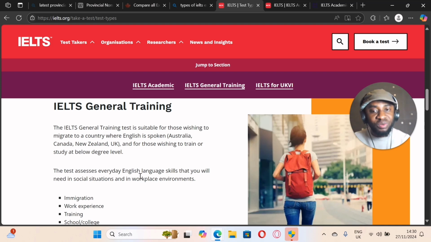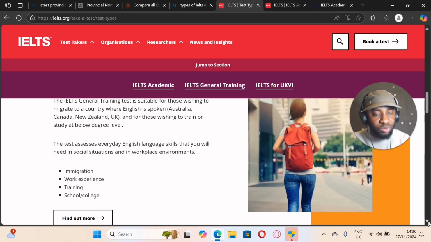The general training one is just a shallow kind of test that helps with migration, work experience, training, school or college. So if you want to attend a school or a college, if you want to be enrolled on a job training, or just to make sure you have an experience in a particular field, or you want to migrate, then that is the best test you have to go in for.